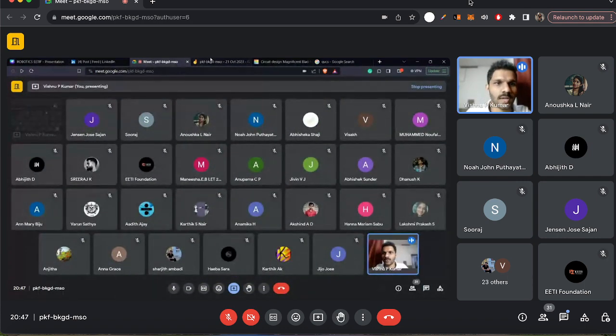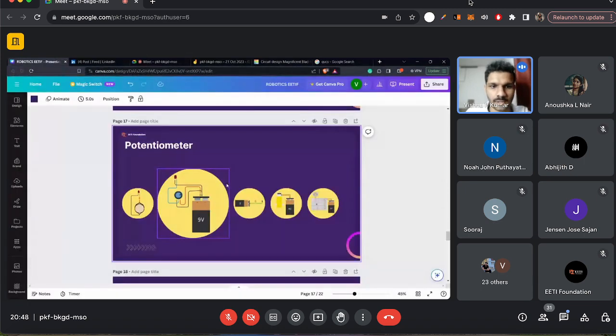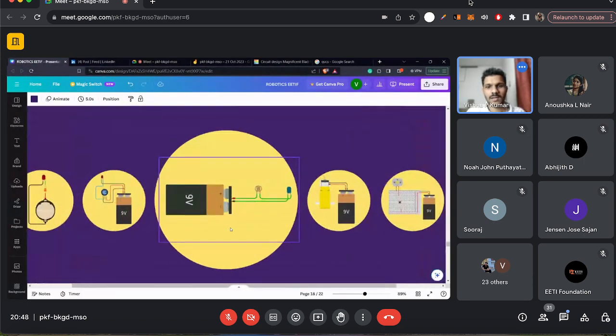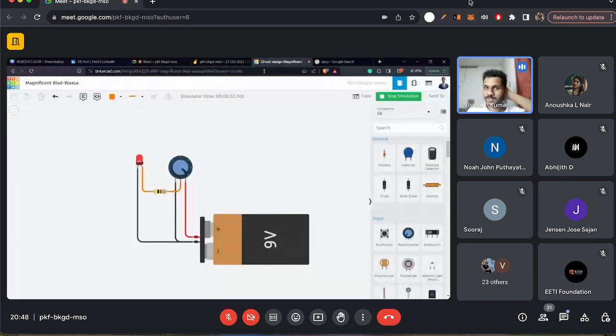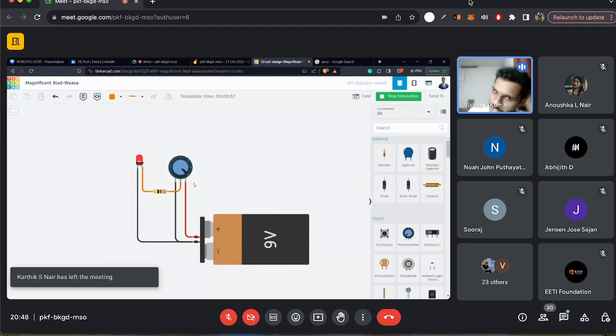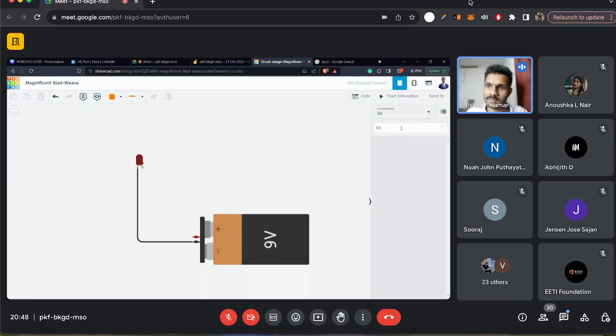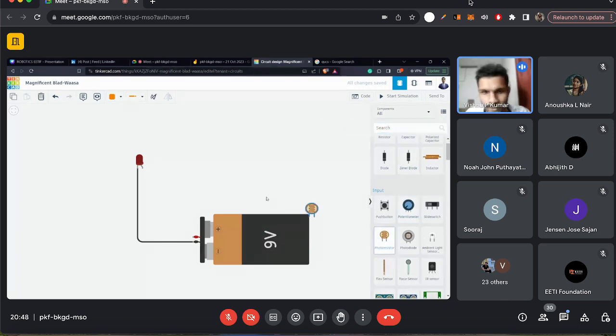Okay, so we are just moving on to the next circuit. Okay, so that's a light controlled LED. So now we have used the potentiometer for controlling the brightness of the LED. Now we are going to use our LDR for controlling the brightness. Okay, so what is LDR? Photoresistor. Okay, so this is a photoresistor.